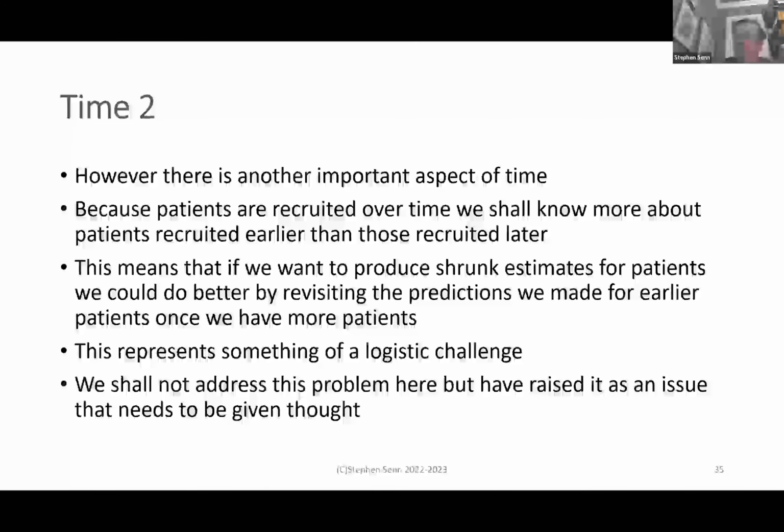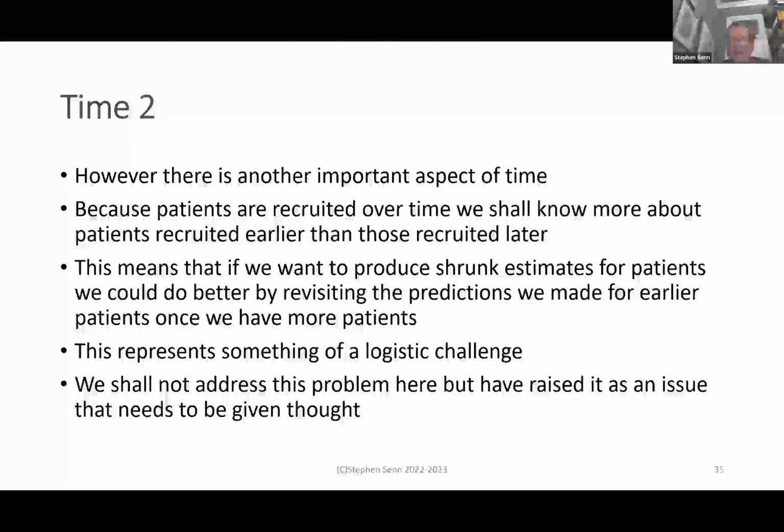But there's another important effect of time. Because patients are recruited over time, we shall know more about patients recruited earlier than those recruited later. So I'm picking up on something I said at the end of the last lecture. If we want to produce shrunk estimates for patients, we could do better by revisiting the predictions we made for earlier patients once we have more patients. But that represents something of a logistic challenge.